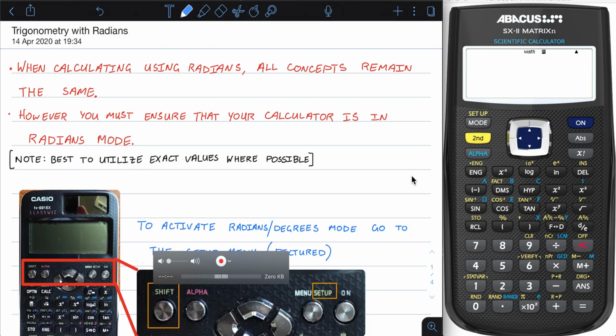This is a video tutorial on trigonometry with radians. When calculating using radians, all concepts remain the same. However, you must ensure that your calculator is in radians mode if you intend to calculate using radians with your calculator. However, it's best to utilize exact values where possible and not rely on the calculator whenever we can. With that in mind, let's learn to use the calculator in radian mode.